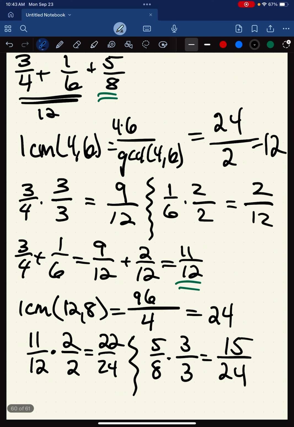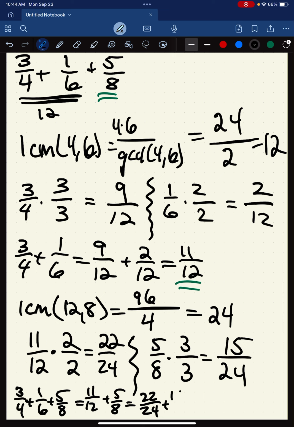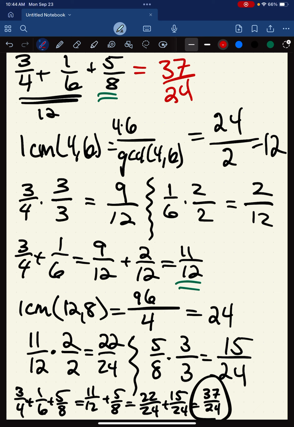And let me see if I can squeeze this in down here. Let me start back this way. 3/4 plus 1/6 plus 5/8. Well, we know 3/4 plus 1/6 is 11/12, plus 5/8. We know that 11/12 is the same thing as 22 over 24. 5/8 is the same thing as 15 over 24. That's going to give us 37 over 24 as our answer. So this is 37 over 24.